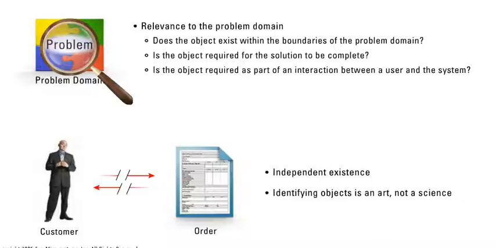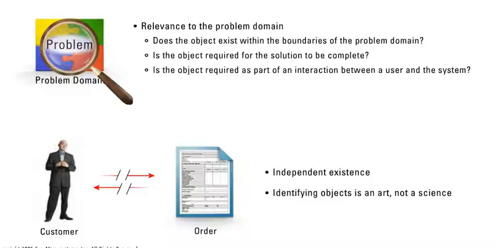So the first thing, identifying objects: you must look for those things which have some sort of independent existence. One way is to look for nouns, like order and customer. Physical things, like a shirt, are much easier to pick out than conceptual things. And that's why identifying objects is really kind of like an art, not a science.